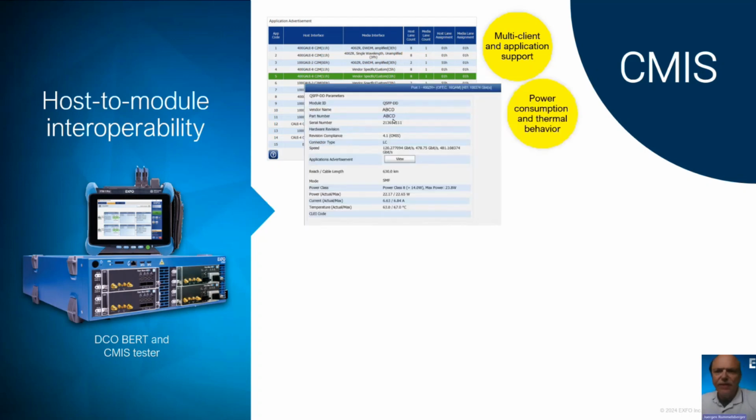Then we have the power consumption and the thermal behavior. So the power classes, which represent an advertised range of the power consumption limits, are defined in the relevant hardware specification here. For the thermal behavior, the transceivers are classified under 3 operating temperatures. So we have the commercial, the extended, or the industrial one.